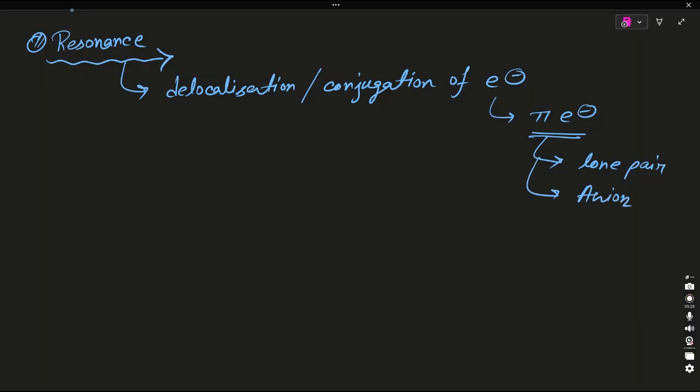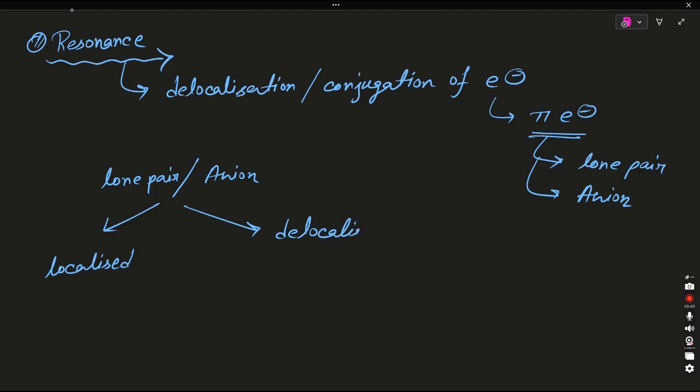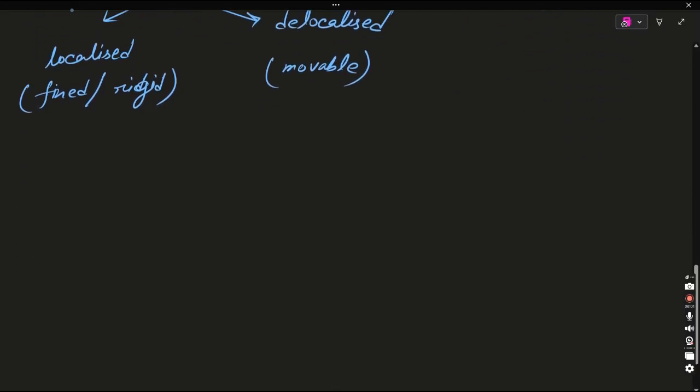Now, lone pair or anion are of two types. One is localized and another is delocalized. Localized means fixed or rigid, and delocalized means movable electrons, easily movable. Now, let us consider some examples.